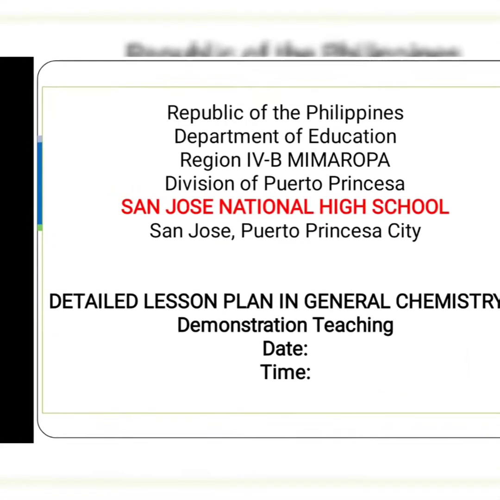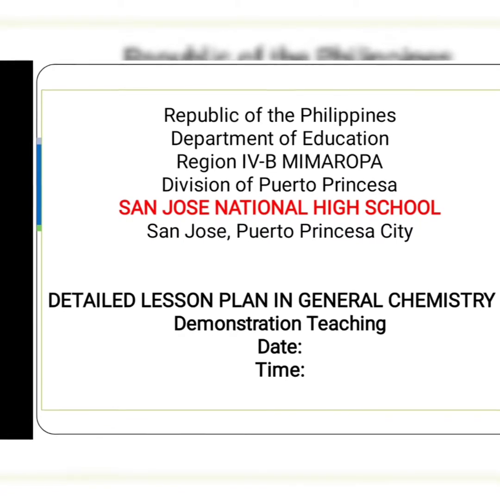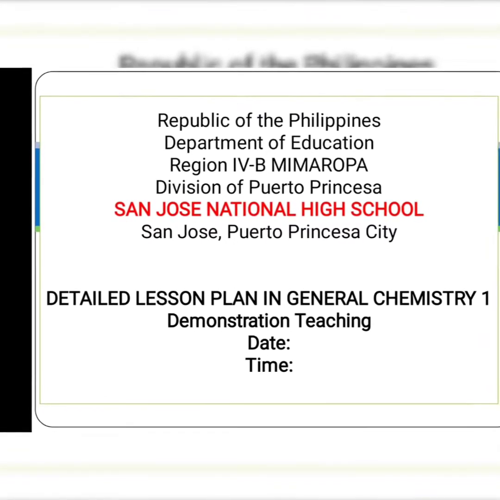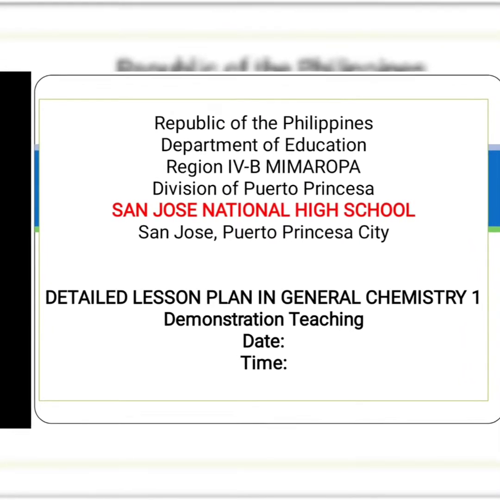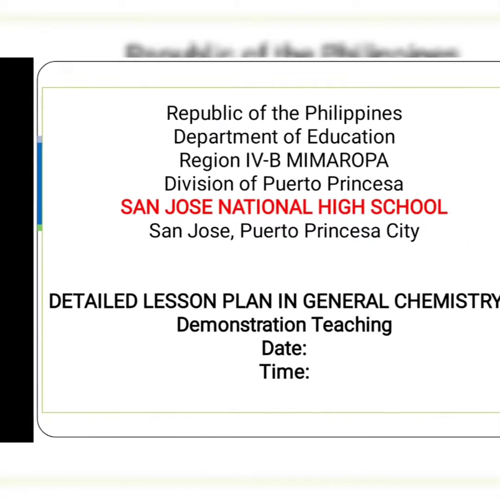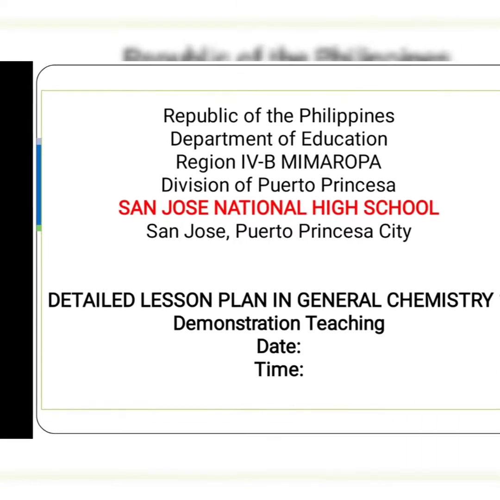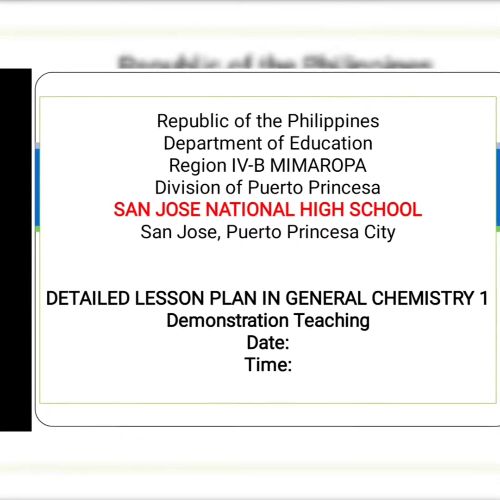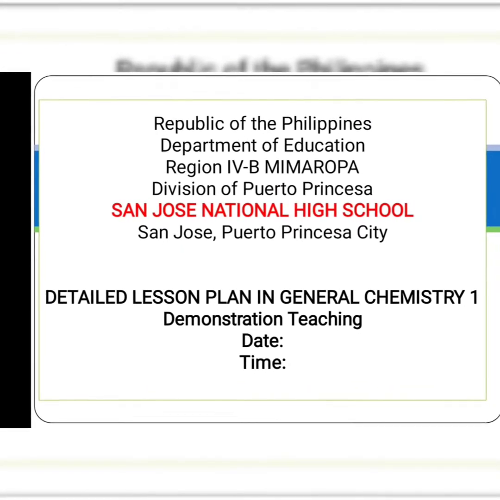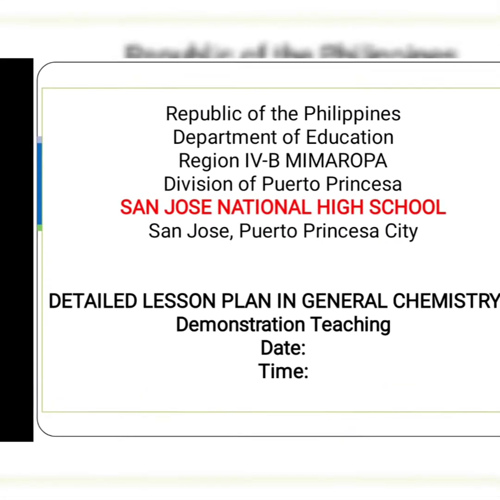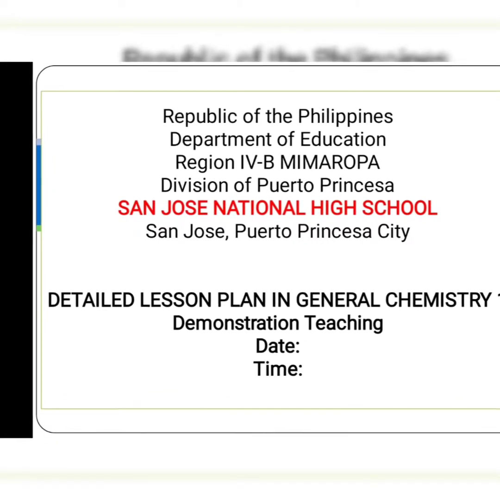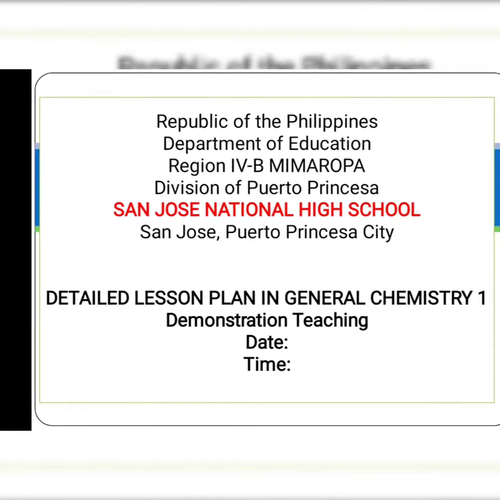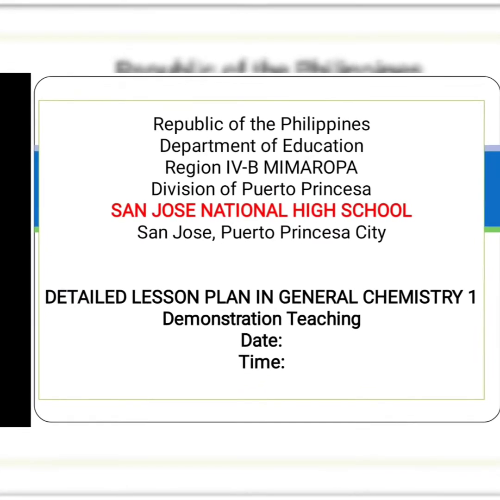You can also specify the grade level, for example, detailed lesson plan in General Chemistry 1, grade 11. So, you can replace the General Chemistry 1 with whatever subject that you're going to teach.